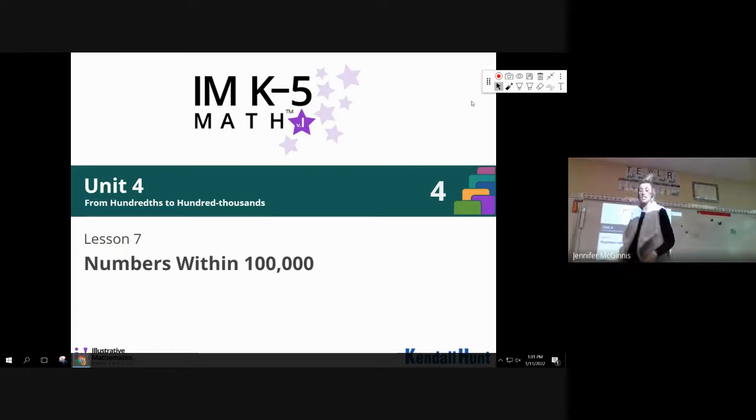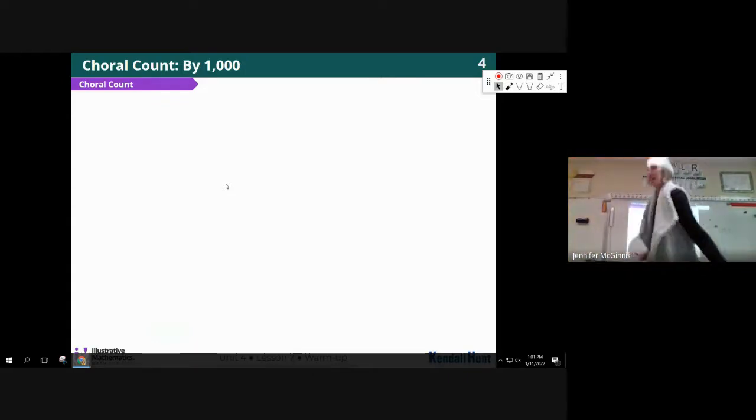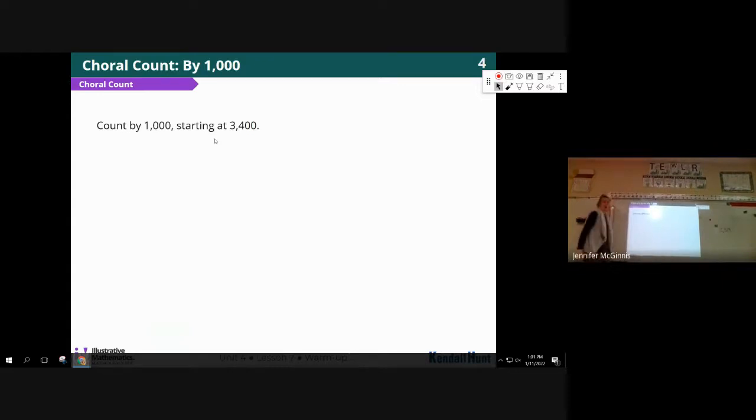Before we get started on this worksheet I just passed out to you, let's read, write, and represent multi-digit numbers, shall we? Yes, we shall. Before we do that, we're going to do a choral count. Choral counts are fun. I enjoy these very much. Here we go. Count by 1,000, starting at 3,400. Are you ready? We're doing it together. Everybody, online, turn those mics on. Let's count together. Ready? Here we go.